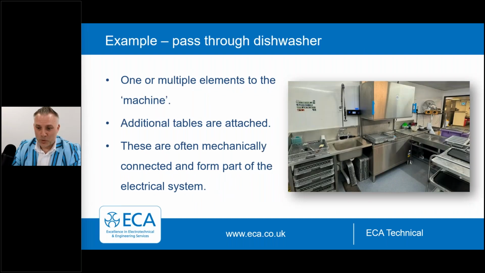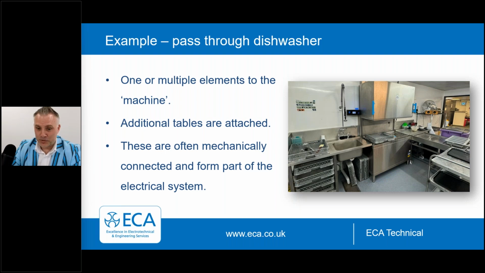Where this gets more in depth is an example like you see on the screen now, a pass-through dishwasher. So this is a machine, but it has additional tables and other elements attached to it. Now, often these are mechanically connected to form the electrical system. So do they need bonding? Well, normally they're mechanically connected, so they're earthed via the CPC of the equipment. But if it's not, you should check with the manufacturer.